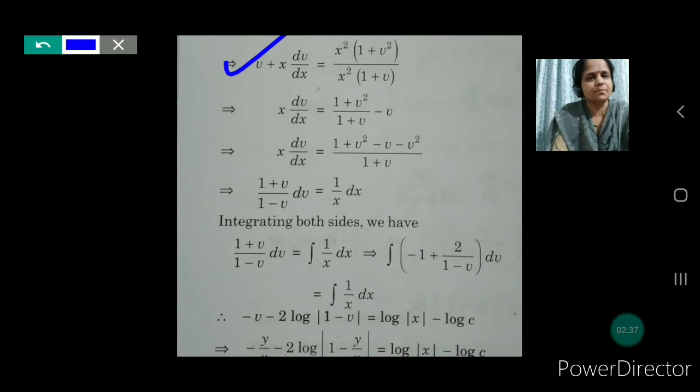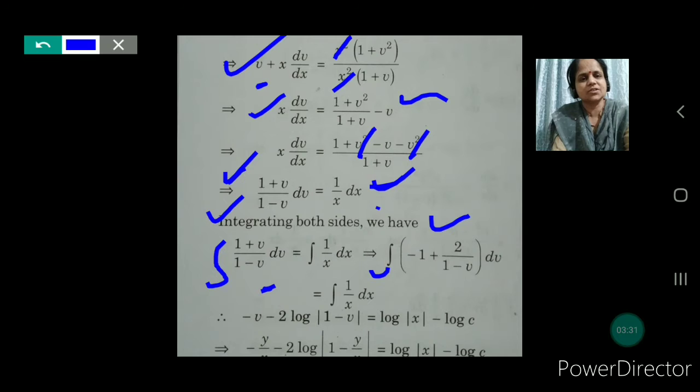Now simplify it. X square is common in numerator and denominator, it will cancel. Okay, in the next step, x dv by dx write as it is and transfer this v. Here it is minus v, and now take LCM and solve it. You see that v square will cancel to v square and you will find here (1 minus v) upon (1 plus v). And now separate the variables. There are two variables, x and v. Okay, so take term v on LHS and x on RHS. So you will get here (1 plus v) upon (1 minus v) dv is equal to 1 upon x dx.